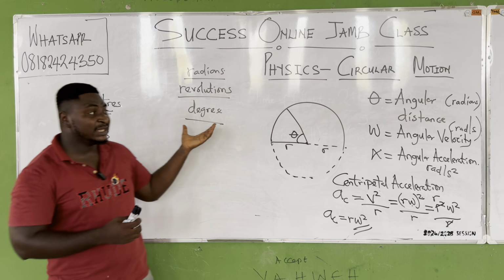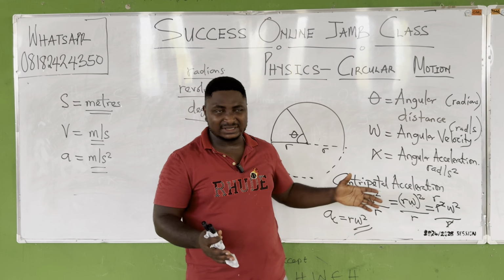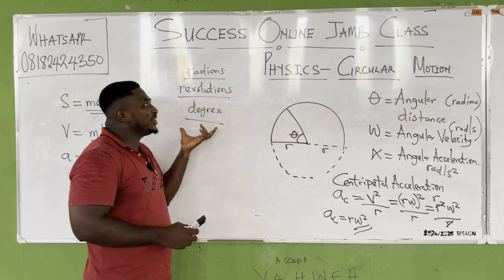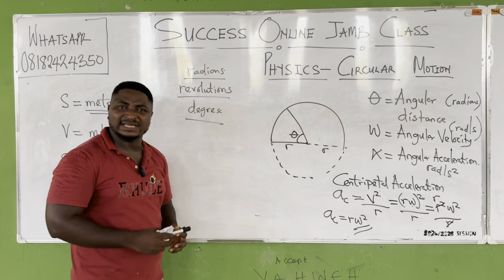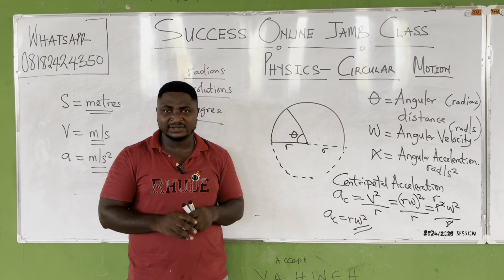That's the same thing that is happening in circular motion. The angular distance covered by a body has several units. It has radians, it has revolutions, it has degrees. But the most accepted unit is the radians. Please take note, in case you are asked in the exam, the most accepted unit for the angular distance covered by a body is radians.